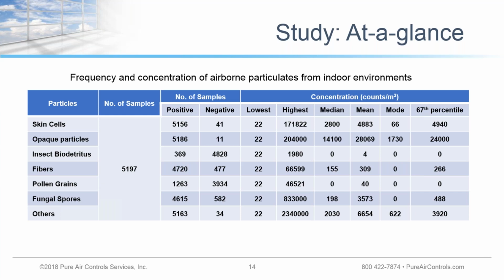And what we can say is that skin cell is more predominantly floating in our air than even a fungal spore, and the 67th percentile is only 488 counts per cubic meter volume of the air, which is almost 1/10 of the skin cell. So skin cell is a very predominantly floating contaminant of the indoor environment.